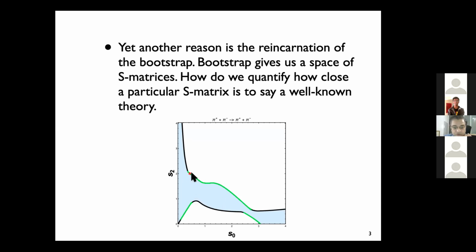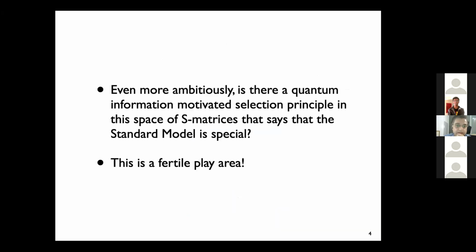And so you might want to ask that, okay, so suppose I took a random S-matrix somewhere else on the river, then how close is that S-matrix to the red cross? That could be one question that you would be interested in. Even more ambitiously, you might want to ask, is there a quantum information motivated selection principle in the space of S-matrices that says that the standard model is special?